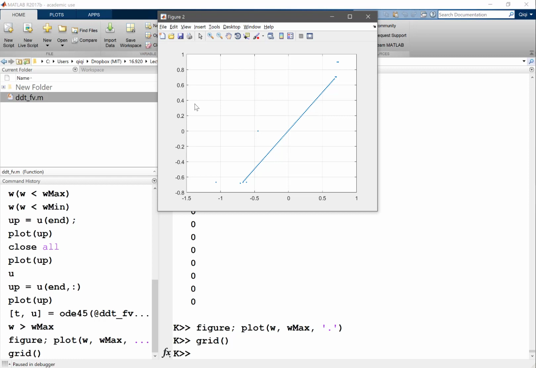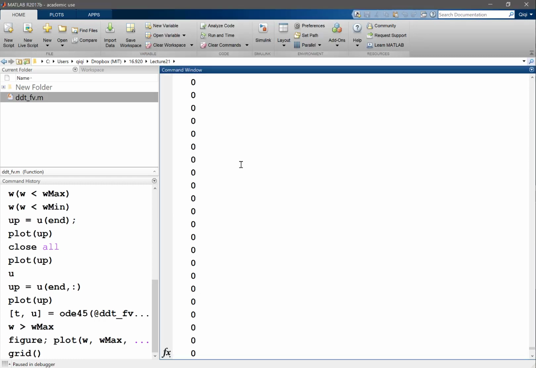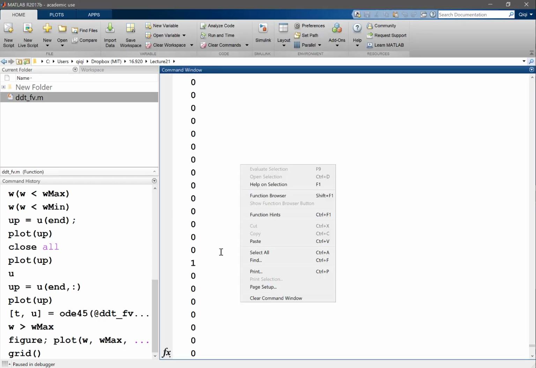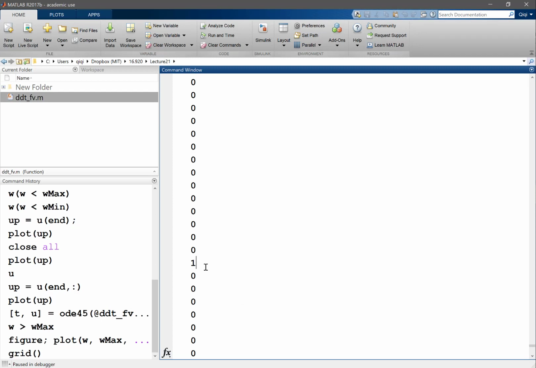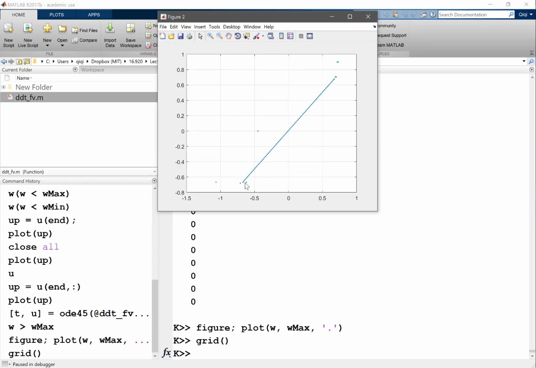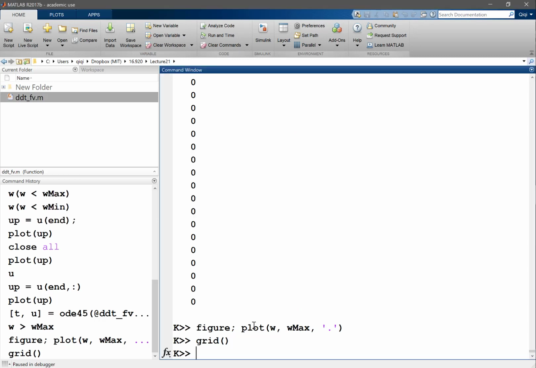So does W ever exceed W max? I think so, because at this point W is actually greater than W max. Wait, there is actually one over here. So the limiter is actually active at one point, which is probably over here. Let's see what the index of that value is.